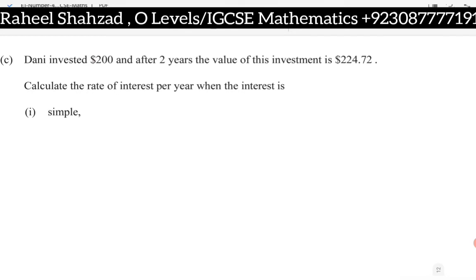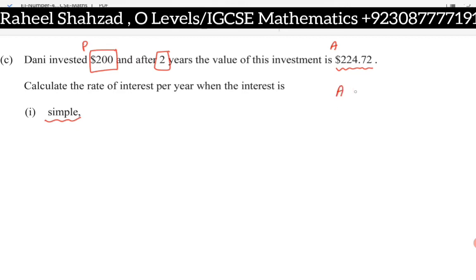Okay students, here is another question. Dani invested $200 and after 2 years the value of his investment is 224.72. Okay, so this is the principal amount that they invest, this is time, and this investment rose to 224.72, that becomes the amount. Calculate the rate of interest per year when the interest is simple. Okay, we are going to discuss simple interest. Okay, what are these values? This is the principal value and this is the amount. Amount is something that you have after a certain period of time after investing.